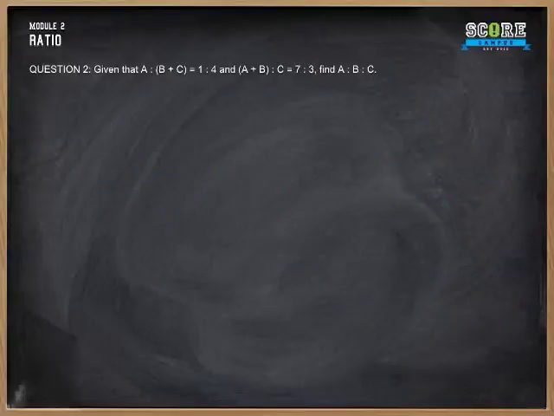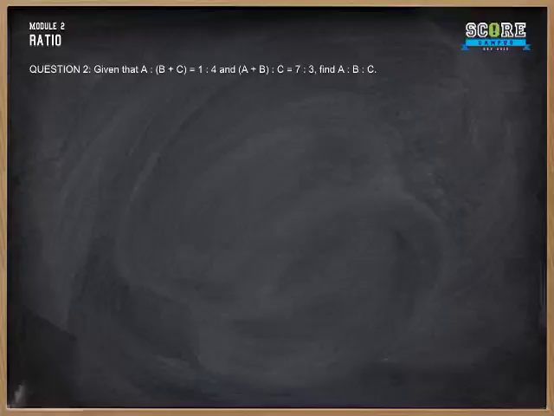Okay, this is going to be an interesting one. Question 2. A is to B plus C equals 1 is to 4 and A plus B is to C equals 7 is to 3. Find A is to B is to C. Now I know, at first look you might think, oh my goodness, this is really difficult. But let's simplify this. Once again, get systematic. The most important thing to note here is the total value of A plus B plus C will never change. It will be the same.